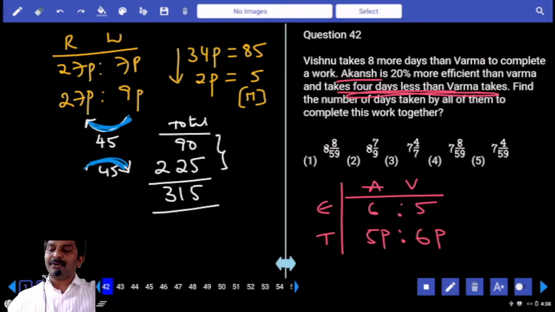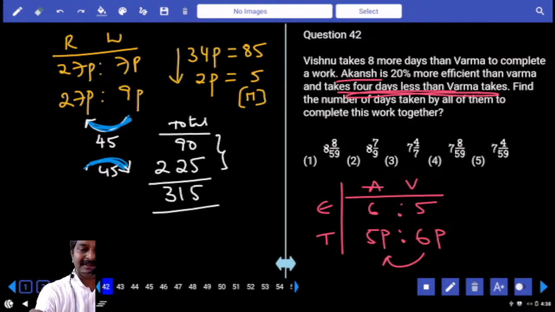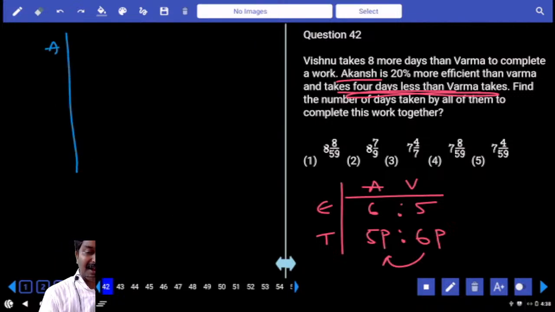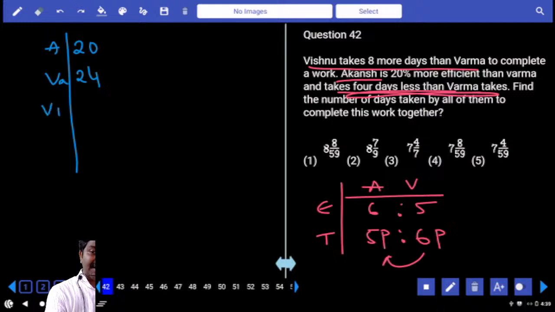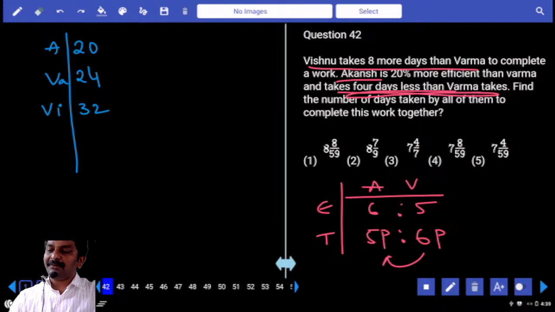Akansh is taking 4 days less than Varma. In terms of number of parts, 1 part less. That means time taken by Akansh is 20. Varma is 24. Vishnu takes 8 days more than Varma. This guy is Varma and this guy is Vishnu. 8 days more, which is equal to 32. Find the number of days taken by all of them together to complete the work.